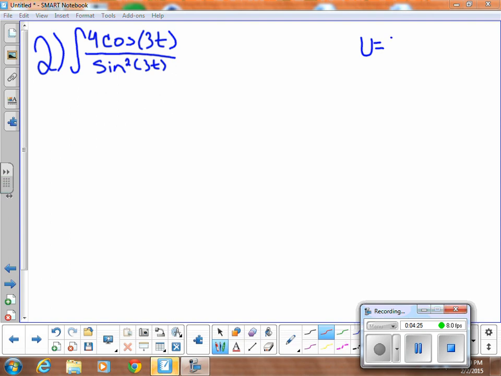Okay, so u is going to equal sine of 3t. So du equals 3 cosine 3t. Just to remind you how I got that, the derivative of sine is cosine, and the derivative of 3t is 3. So dt equals du over 3 cosine 3t. Now you can go back and plug all this in.